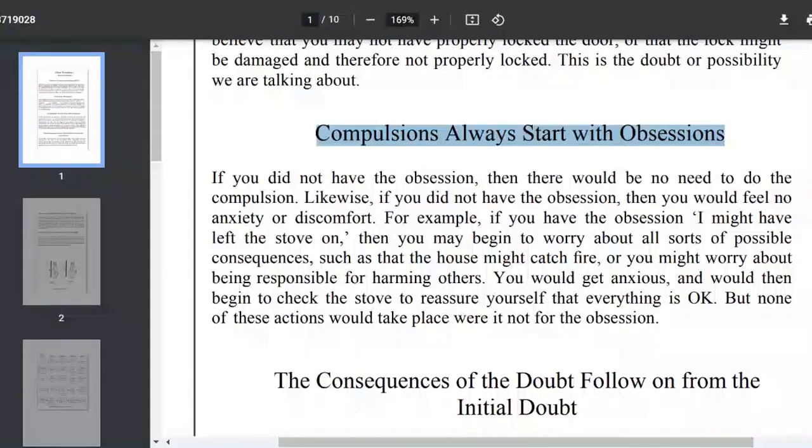Now let's identify a compulsion. We're planting the seed here that there's a sequence. Without the doubt, there's not going to be a compulsion. The obsession comes first and then the compulsion. And it's probably easy to remember because it's obsessive compulsive disorder. We talk about OCD in that kind of flow: we've got the obsession, and now we've got the compulsion.